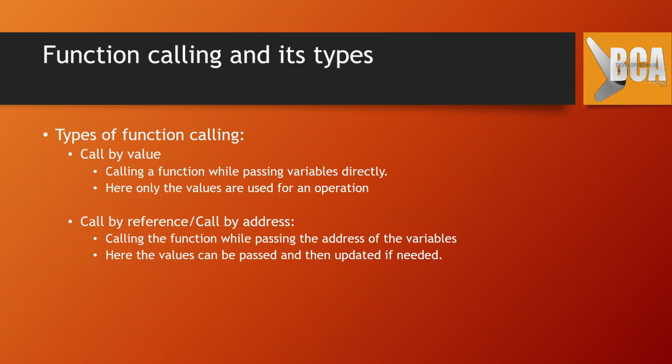So there are mainly three ways to call a function: call by value, call by reference, and call by address. Call by value is nothing but calling a function while passing the variables directly. Here only the values are used for an operation. Call by reference or call by address is calling the function while passing the address of the variables. When you call a function while passing the address of the variables rather than the variables directly, you are doing a call by reference. Here the values can be passed and then updated if needed.